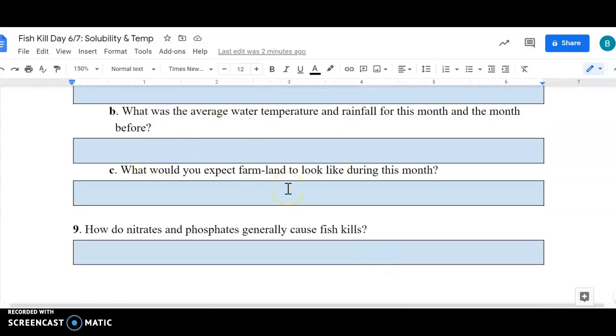What would you expect farmland to look like during this month? If it's colder, wintertime, what do you expect farmland to look like at that time? I would expect farmland to look like blank. You can think of this as Indiana, so what would you think it would look like with those temperatures?